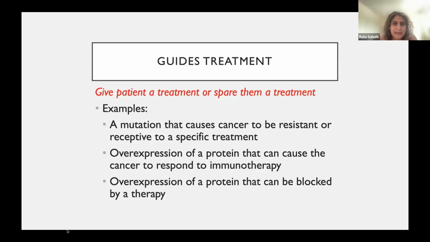An example is a mutation that causes a cancer to be resistant to a specific treatment. Or, in the case of immunotherapy, which is currently one of the modalities that are very helpful in fighting cancer, sometimes expressing a certain protein matters. And we sometimes look for these proteins just by immunohistochemistry. Just expressing certain proteins can indicate that a patient may respond better to immunotherapy. Or sometimes you have a protein that can itself be blocked by therapy. You have a drug that actually blocks the protein.